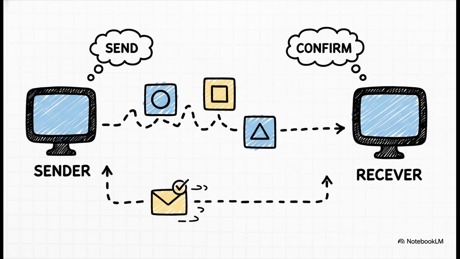Once that connection is open, TCP's incredible tracking system kicks in. Every single packet gets its own unique sequence number. Think of it like a tracking ID on a package. And for every packet the receiver gets, it sends back a little confirmation message, an acknowledgement, or ACK, to confirm it arrived safely. It's this constant back and forth, making sure nothing gets left behind.